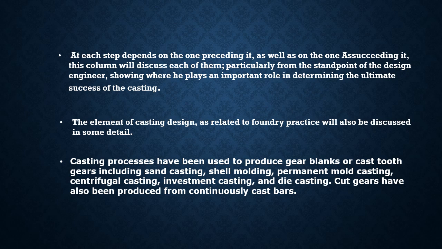Casting processes have been used to produce gear blanks or cast teeth. Gear casting methods include sand casting, shell molding, permanent mold casting, centrifugal casting, investment casting, and die casting. Cut gears have also been produced from continuously cast bars.